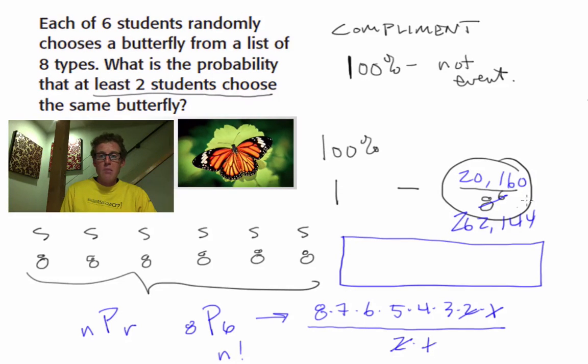In the end, let's give ourselves a little answer box: I do 1 minus this possibility, which is a fraction, and I end up with about 92%, or 0.92. And that's the likelihood that at least 2 students choose the same butterfly.